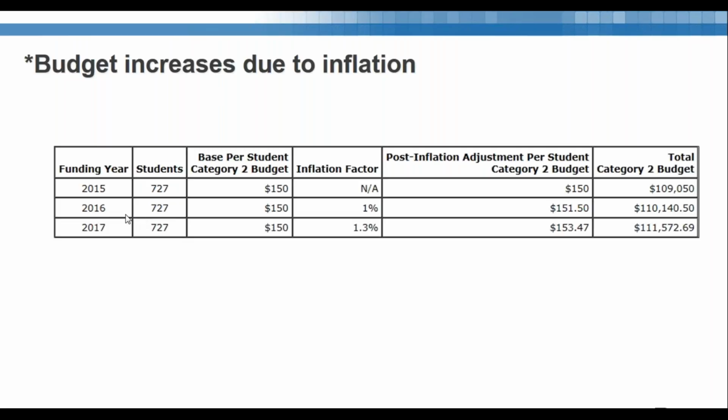For the 2016 funding year, they've applied a 1% inflation factor. So that turns out to $151.50 per student. For 2017, which is coming up this June, they're applying a 1.3% inflation factor. So the new Category 2 budget starting in July of this year is $153.47 per student. So you can see you're getting a couple thousand dollars extra out of inflation that we wouldn't have had before.